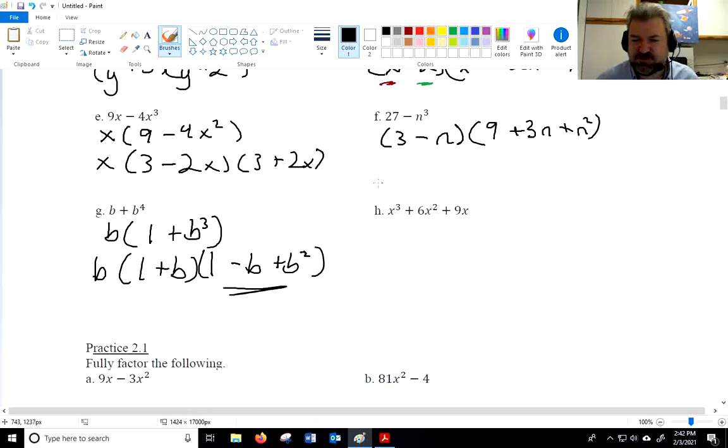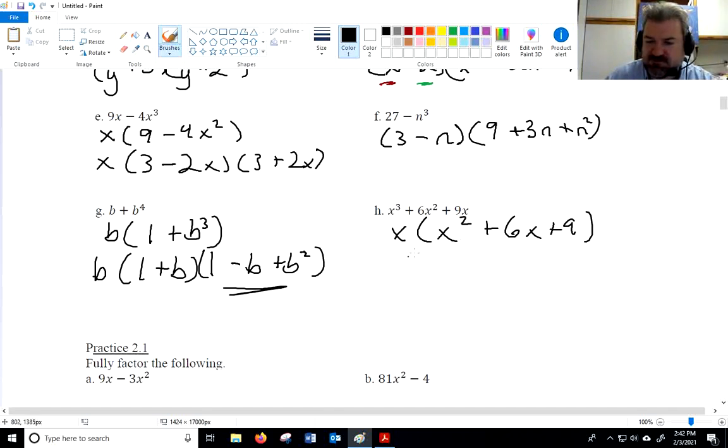All right, x cubed plus 6x squared plus 9x. Do you see an x in common? Let's factor it out. There we go. But this is a perfect square trinomial pattern. The square root of that is x, and the square root of that is 3, and 3 times x times 2 is 6. So this is simply x plus 3 squared.